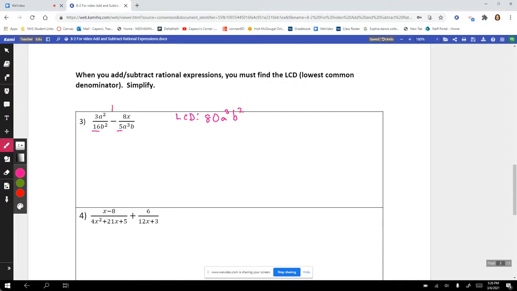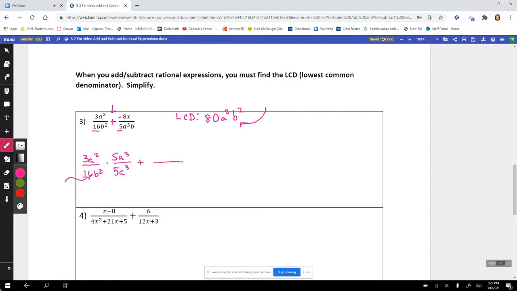Now this negative, just so we don't get confused with it, I'd like to just make it an addition and then bring that negative sign up. It's the same thing, but that way I don't lose that negative sign along the way. Okay, so again, I'm going to start with my first fraction. And I need that denominator to say 80, a to the third, b to the second. So what am I missing? I need a 5, and I need a to the third, and that's it. But again, whenever I do the bottom, I have to do the top.